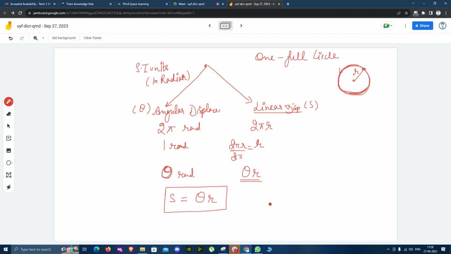You can understand it in a different way as well. We know that angle is equal to arc over radius. This is also one of the relationships. Angle is equal to arc divided by radius, or arc divided by displacement maybe, or the radius in this case. So here as well, theta is equal to S over r. You can see the relation here.